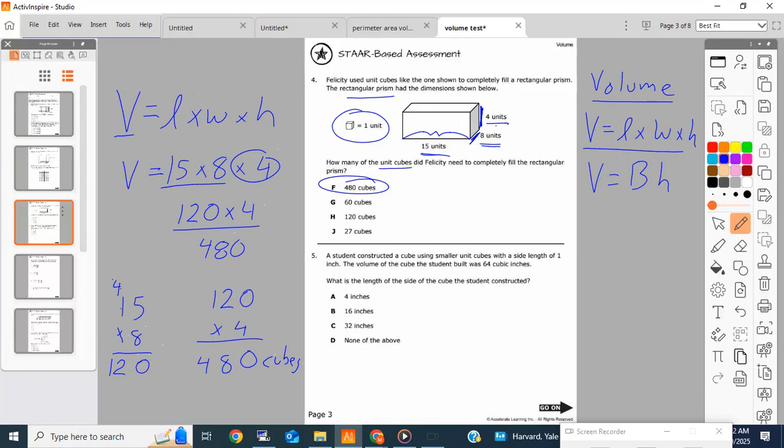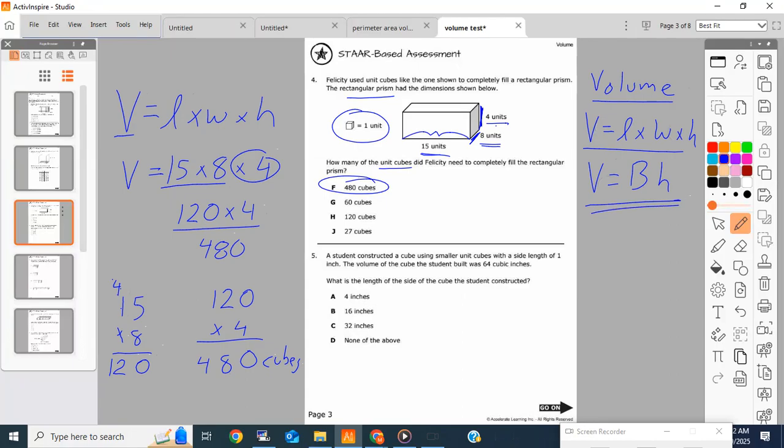A student constructed a cube using smaller unit cubes with a side length of 1 inch. So those are the small cubes. Those are unit cubes of 1 inch. The volume of the cube the student built was 64 cubic inches. So the volume of that cube was 64 cubic inches. What is the length of the side of the cube the student constructed? So this one's a little bit challenging, and they're really just going to have to guess and check.